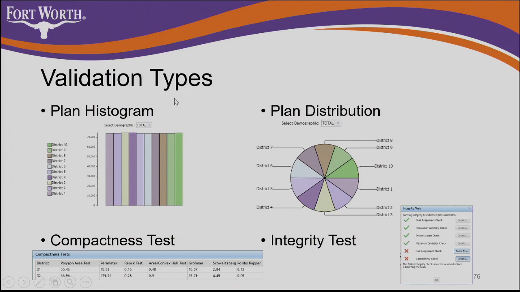So these are the validation types that I was mentioning. The histogram chart, this is your ideal demographic because they're all within 10% of population from each other. Compactness tests: it does polygon area test, perimeter test, REAC test, area convex hull test, the Grofman test, Schwarzberg, Polsby-Popper, and I thought there was one more after that.